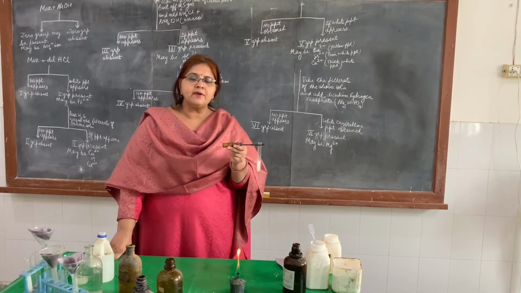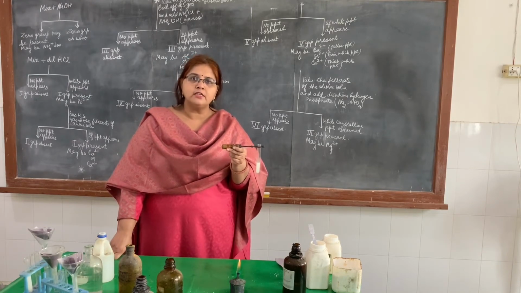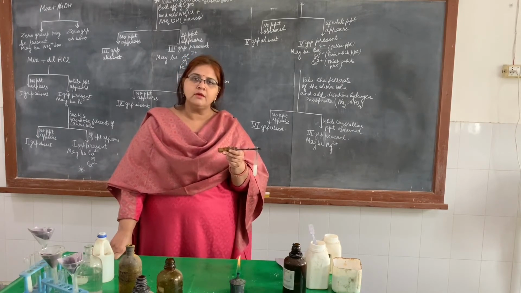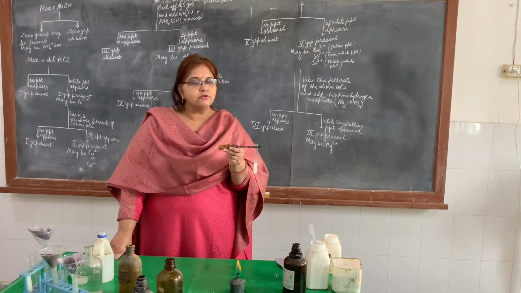because the group 5 radicals are always identified in sequence. First we do the test for barium. If barium is present, we need not do the test for strontium and calcium. Similarly, if strontium is present, then we need not do the test for calcium.